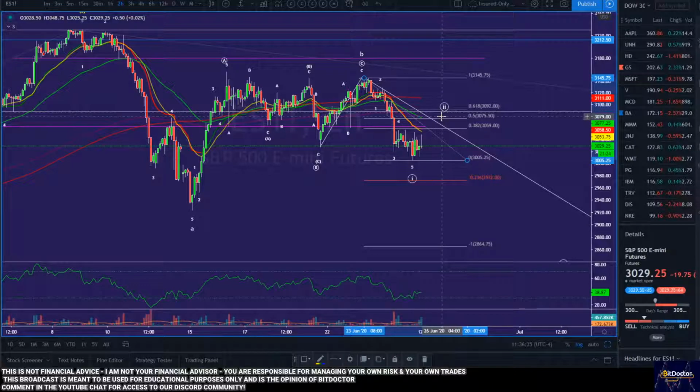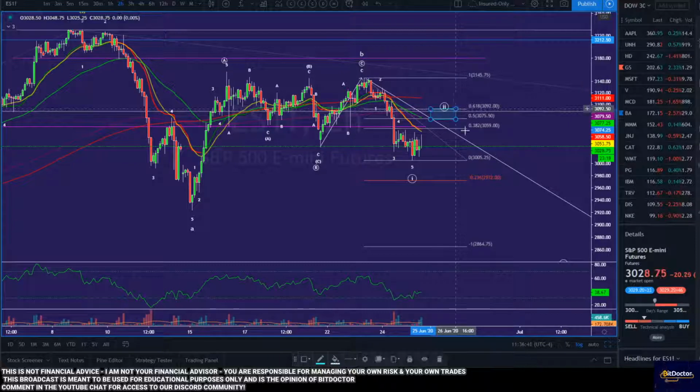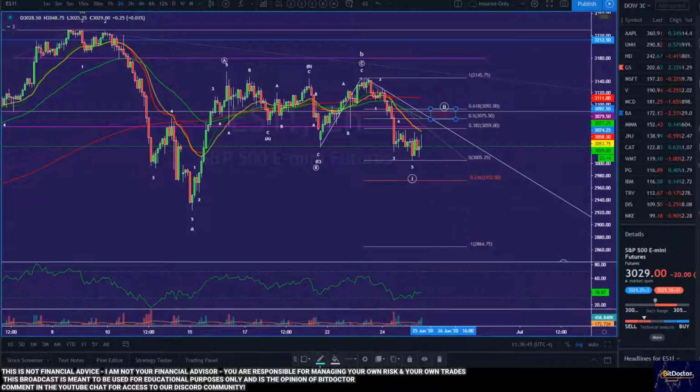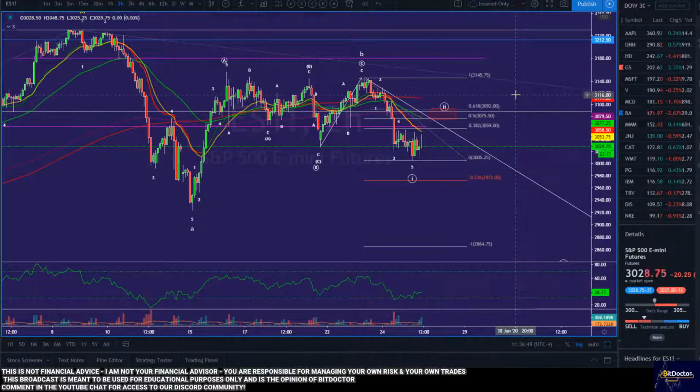So somewhere in this range, I would expect selling to kick in again. All right, so you've got to be ready for this, because this is where our algos are going to be set to sell. If we break up above that, then we've got something else going on, and I was wrong. And I'm happy to admit when I'm wrong, and that's okay.